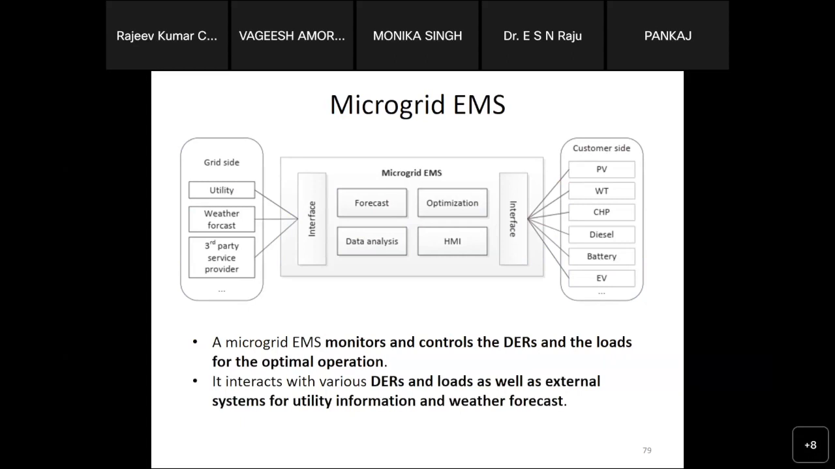So when we see the microgrid EMS, we will have the interface with the grid side. We will also have the interface with the customer side. The microgrid EMS is mainly monitoring and controlling all the DERs as well as the loads for the optimal operation. It will also interact with the various DERs, loads as well as the external system for the utility information as well as the weather forecast. Here we can see there are mainly 4 functions. One is the forecast, another one is the data analysis. After that we have the optimization. After that we have the HMI, human machine interface. Here I am going to discuss one by one for that microgrid EMS.